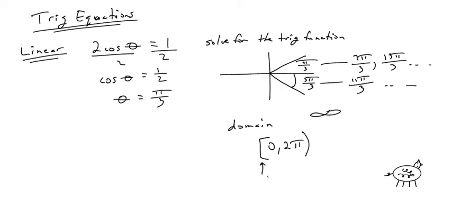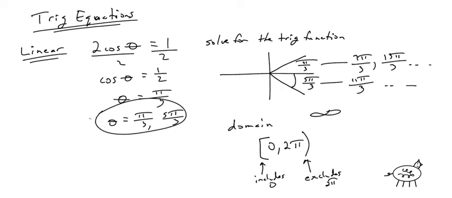Notice this is a bracket, so that includes 0, and it's a parenthesis, so it excludes 2 pi. Very important. So truly my answer for this problem, math fans, is theta is equal to pi over 3 and 5 pi over 3. For these problems where cosine is equal to 1/2, there are two answers. It's pretty interesting.